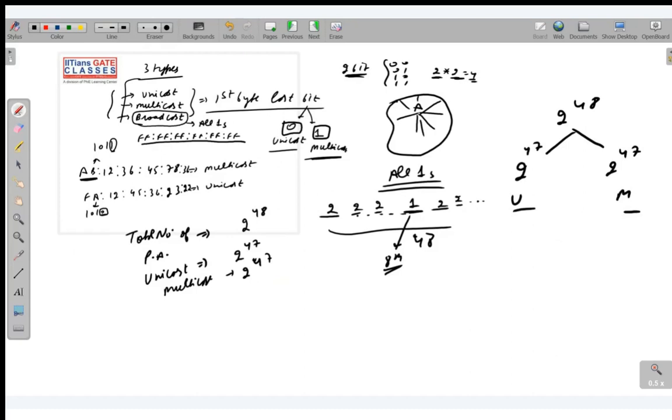So this is more than sufficient. GATE will not ask beyond this, so no need to worry. You can take the snapshot, and I will jump to the next slide.